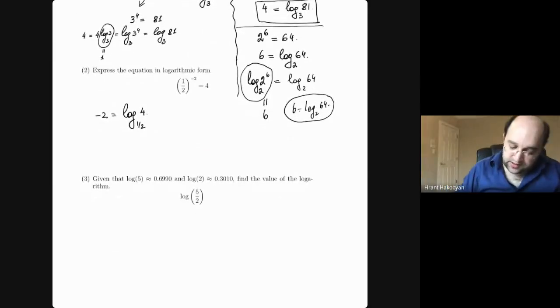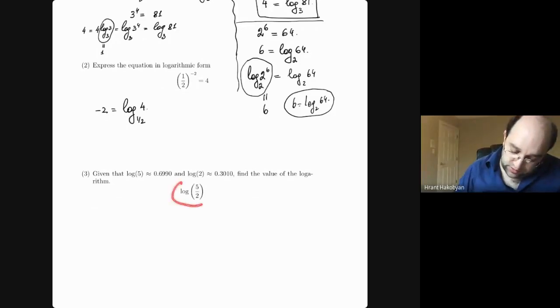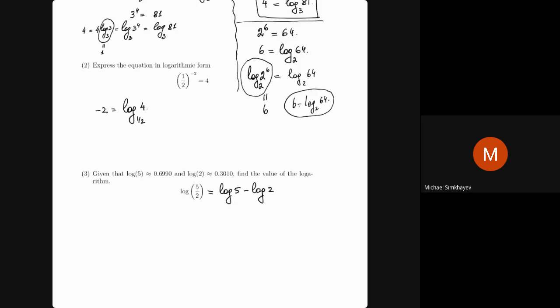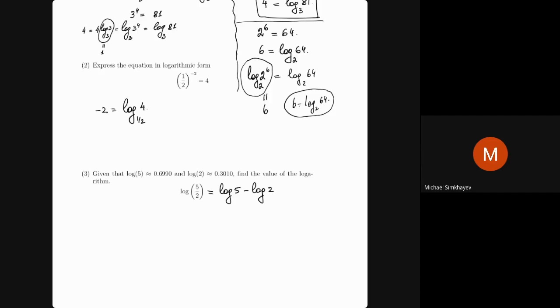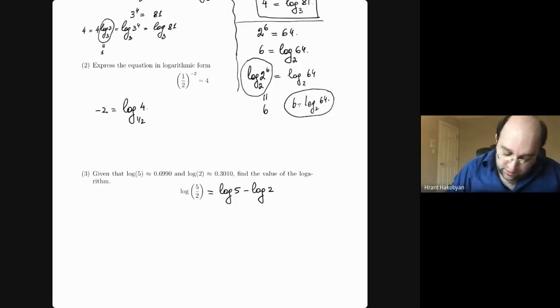Now, okay, so here is another example. We need to calculate logarithm 5/2 if we know logarithm 5 and logarithm 2. So we use one of the laws, which was logarithm of the ratio is the difference of the logarithms. If your base is the same, you could just subtract the logs and you get the answer. That's right. Whenever you have a ratio, then you have the same base. And in this case the base is 10 because it's just not written there, so that means it's 10.